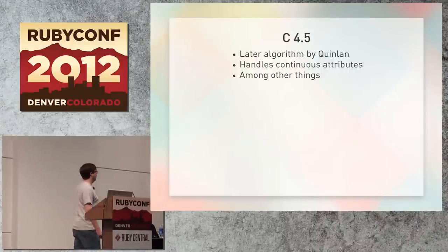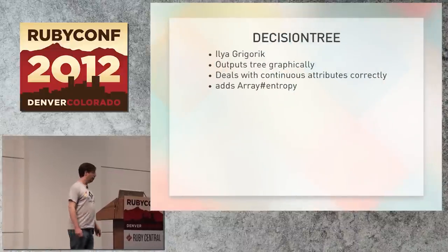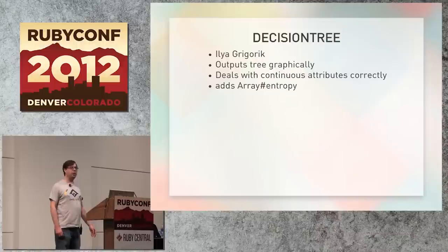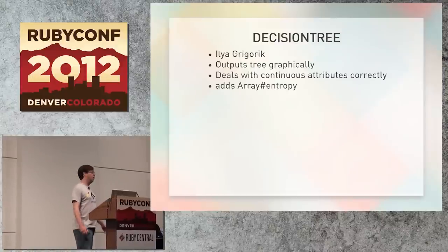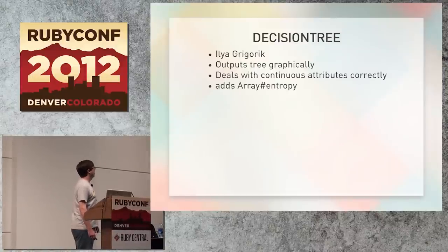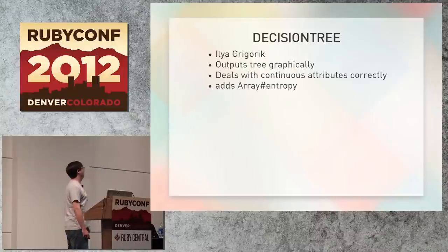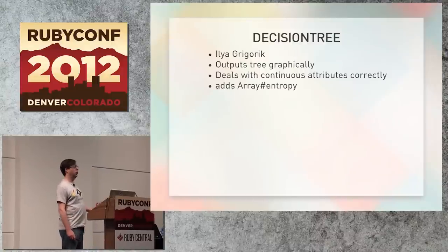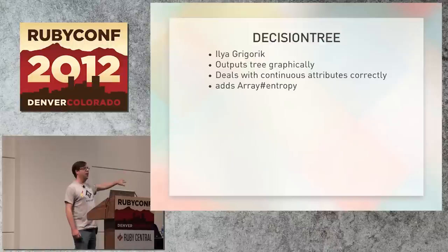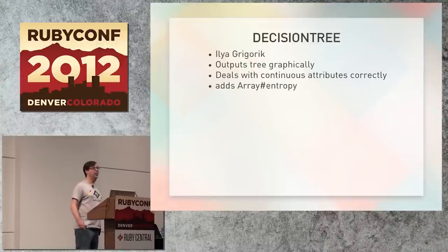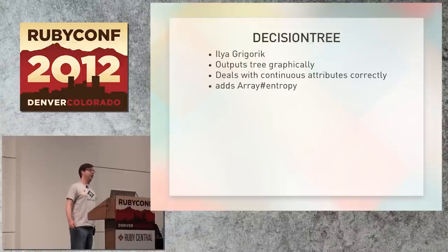So that's pretty cool. And it turns out there is an implementation of this in Ruby by Ilya Grigorik, who has spoken at some Ruby conferences, a super smart guy. If you have a chance to talk to him, you should. I don't think he's here, or at least I didn't see his name giving any talks. But anyway, he made a gem called Decision Tree, conveniently enough. It has some nice features. One is that it can output the tree that it builds graphically, which is pretty cool. And more importantly maybe, it deals with continuous attributes correctly. And as a fun side thing, it happens to add an entropy method to the Array class. So as I was prepping for this talk and doing these entropy calculations, I could just build an array and call array.entropy, and it would return a value. I don't know if it's all that practical unless you're giving a talk on entropy, but it's still pretty cool.